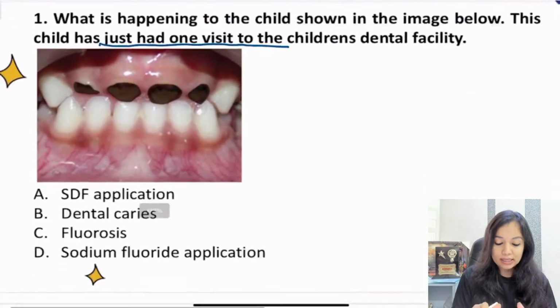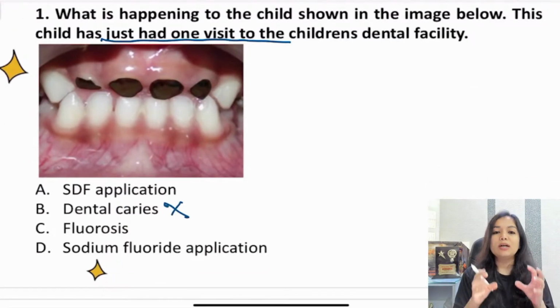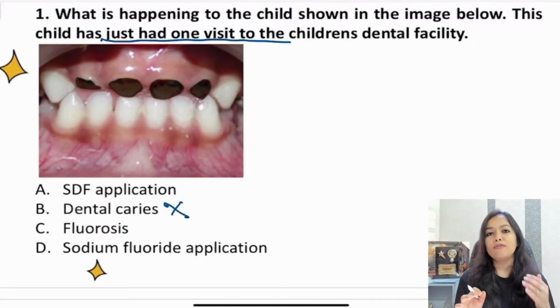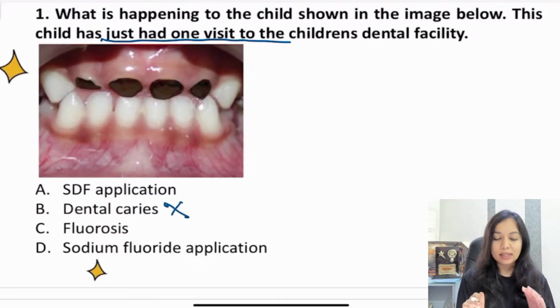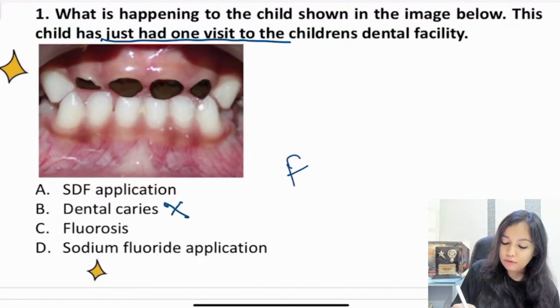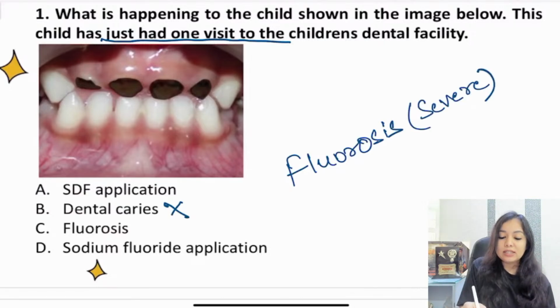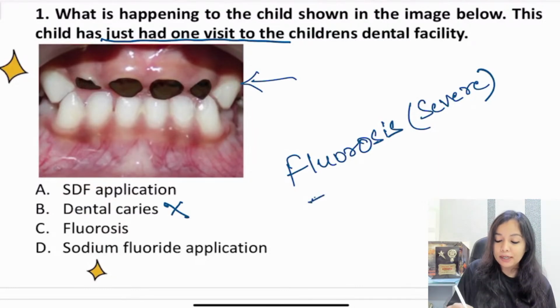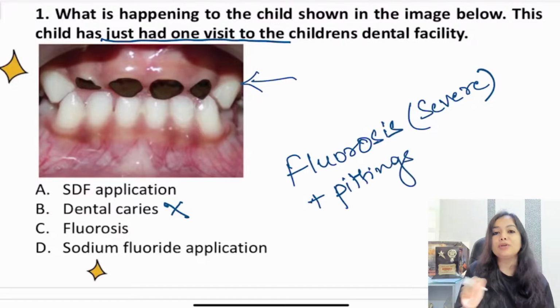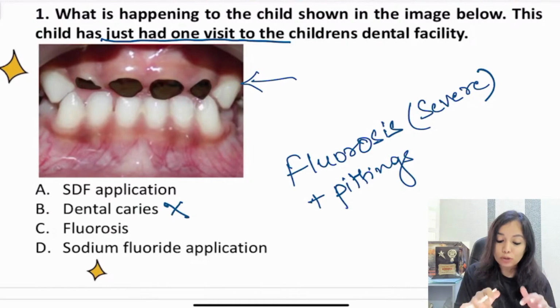When you look at this picture, this is definitely not dental caries, because a gross destruction of this level would leave only root stumps in the mouth. It looks like a sort of discoloration. It is not fluorosis, definitely. Why? Because a less severe or moderate grade of fluorosis leaves a yellowish discoloration on the teeth, and a severe grade of fluorosis will have dark brown pigmentation with pitting. That means there are small pits present on the teeth. Also, the rest of the teeth seem to be okay. So it is not fluorosis.